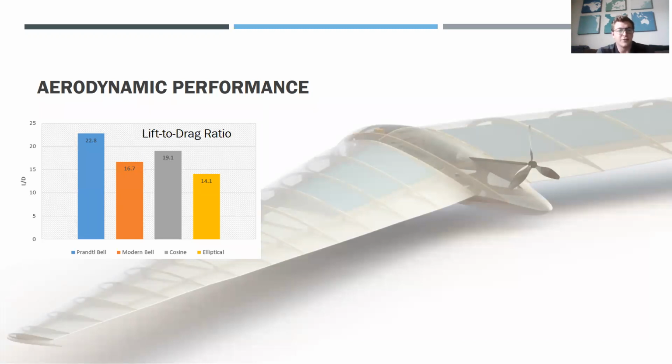And the CFD shows that the Prandtl bell curve has the highest lift to drag ratio in a level steady flight type of analysis, and the elliptical actually performed the worst.